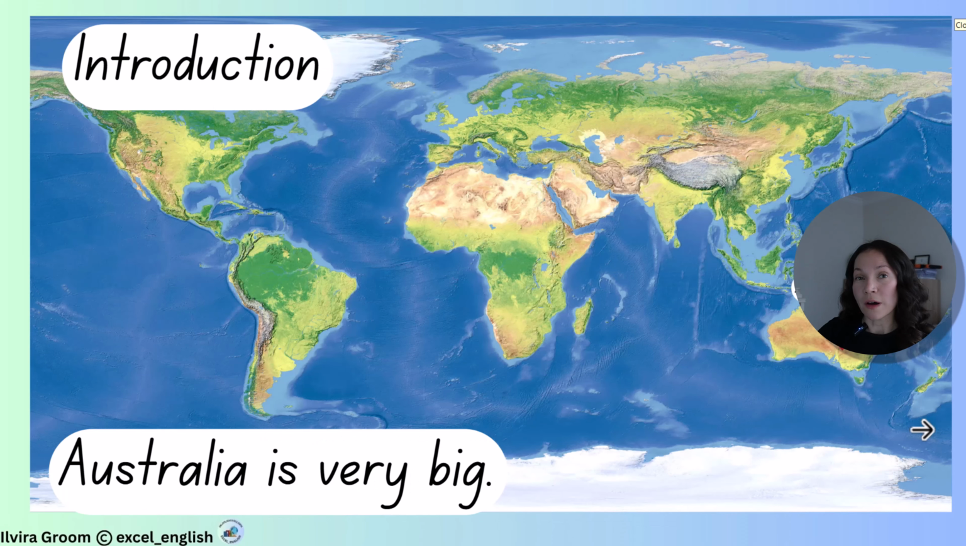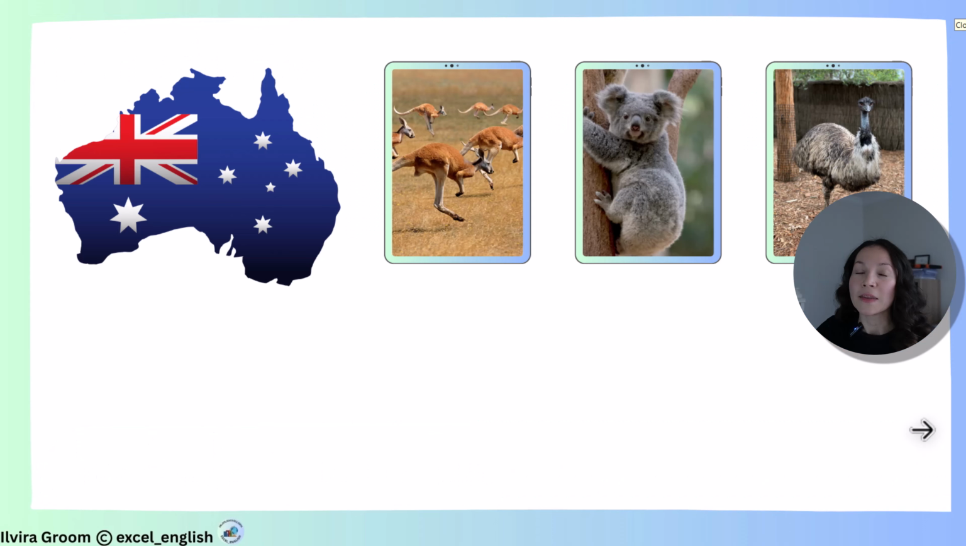First of all, we will find Australia on the world map. Usually students can do this activity pretty easily. Next, I put up photos of some iconic Australian animals such as kangaroos, koalas, and emus. And I'll ask my students, have you seen these animals? So some of them probably have seen them in a zoo, like a kangaroo. Do you know their names?